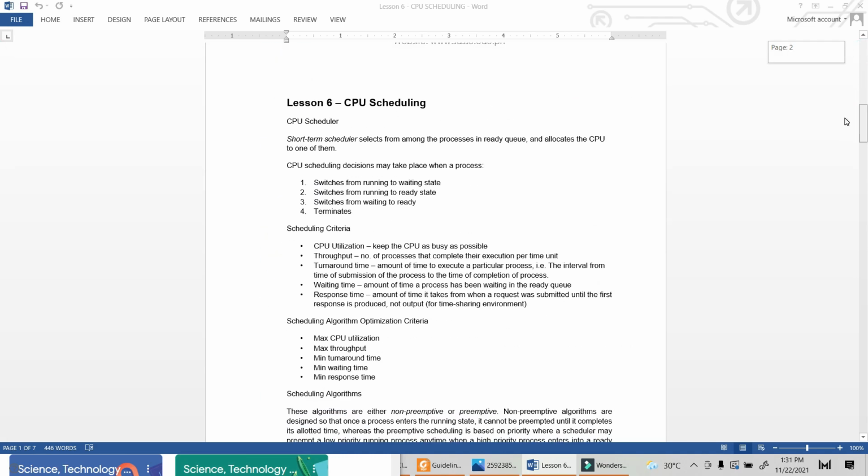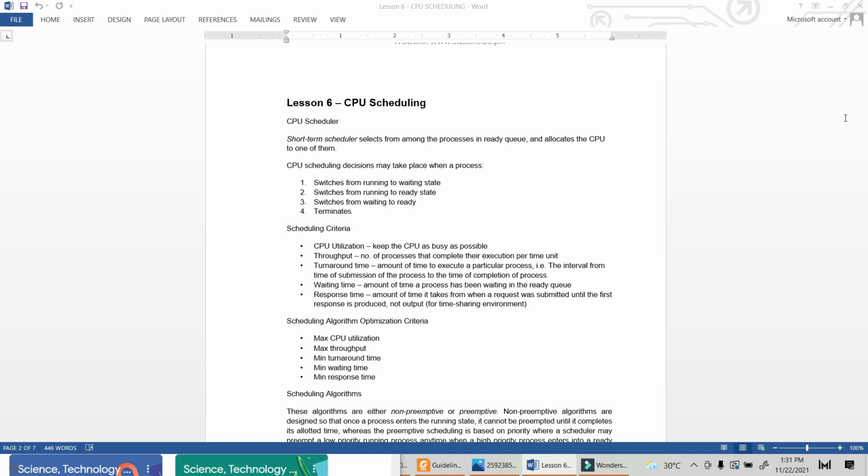Okay, so CPU scheduling. I intend not to explain all of this, especially the criteria and the optimization criteria, because we will be focusing more on the scheduling algorithm. But first, I will just give you the introduction, a little bit about CPU scheduling.